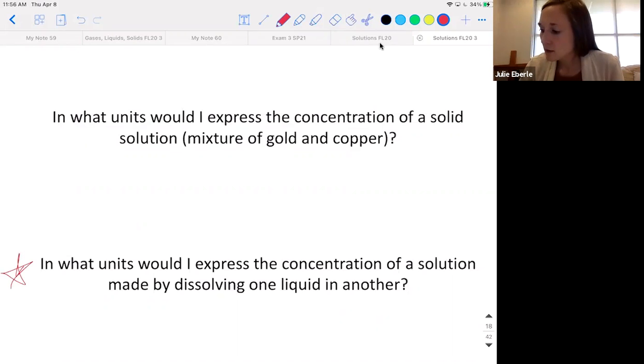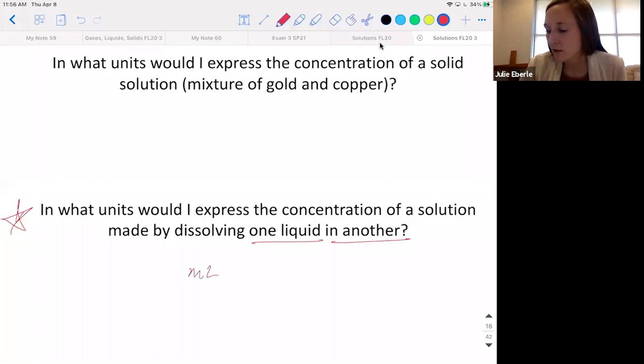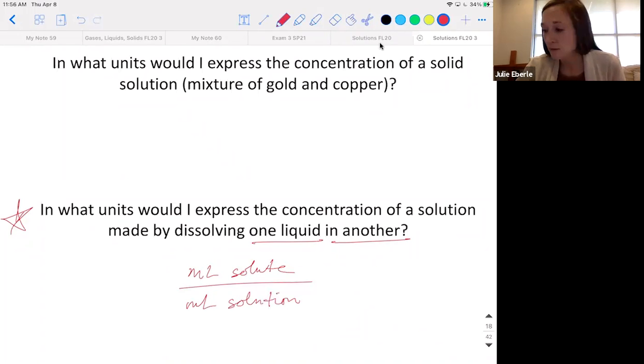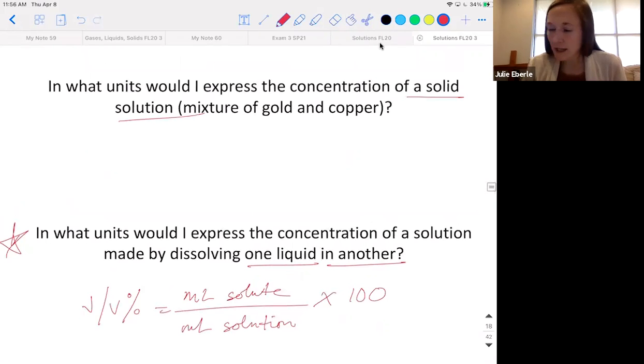If you have some sort of solution that is one liquid in another, alcohol in Listerine, what are the units for that? We can't use grams per mL because we have two liquids. What are units that we use for liquids? It would have to be mL of solute per mL of solution. You've got to use units that represent liquids in both cases. Actually, it would not be weight volume anymore. It would be volume per volume, right? But same idea. What if we have a solution of solid in solid?